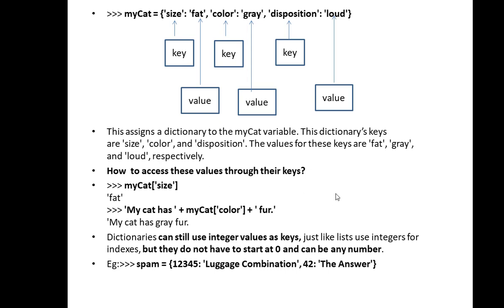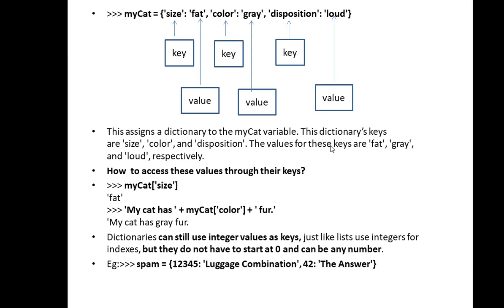So how do you access a value? Suppose I want to access the values in this dictionary, then I can access it using the key. I just have to write the name of the dictionary, and within square brackets I write the key. In our case, our key is a string, that's why I'm enclosing it within single quotes. So when I say myCat['size'], it will display fat as the value. Or I can use this in a string concatenation also. What I've done here is 'My cat has ' plus myCat['color'], which is gray, plus ' fur', using string concatenation. So the output would be: my cat has gray fur.